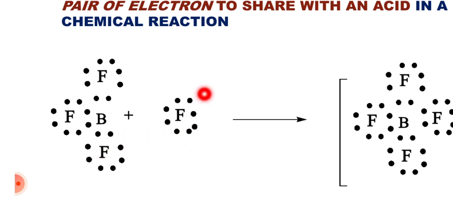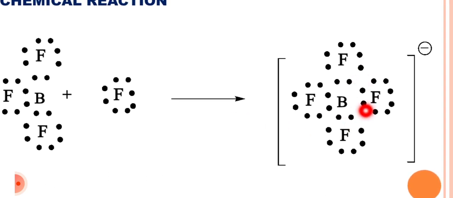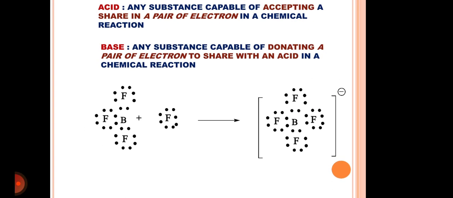The fluoride ion, having a pair of electrons to share, can act as a base. So BF3 accepts a pair of electrons from fluoride ion. So fluoride ion gives a pair of electrons, so fluoride ion is called Lewis base, while BF3 is called Lewis acid. Both combine to form the adduct BF4, that is boron tetrafluoride anion. Let's go for the next example.